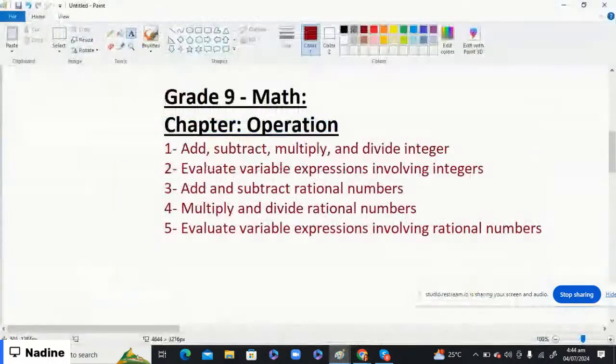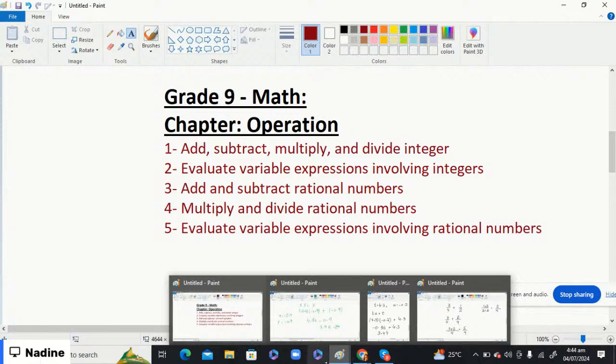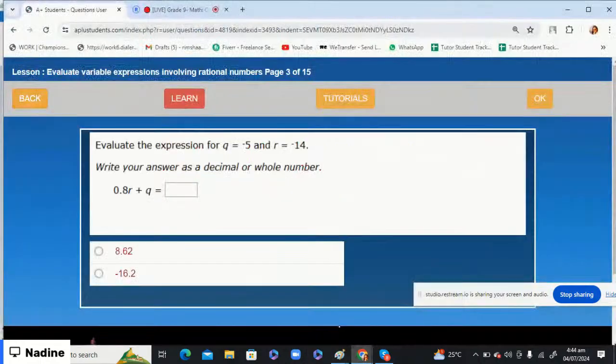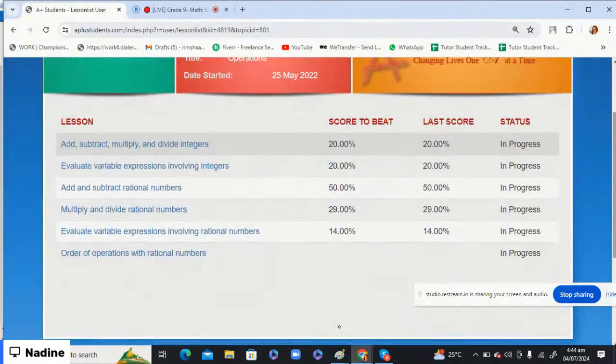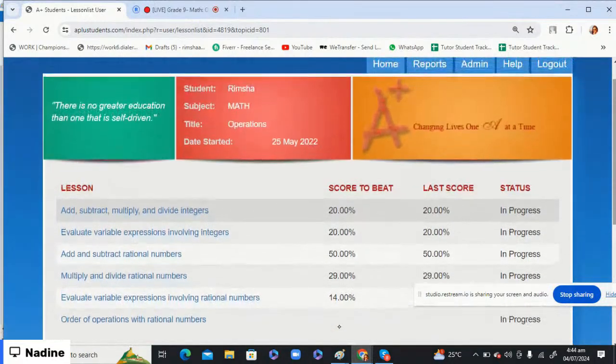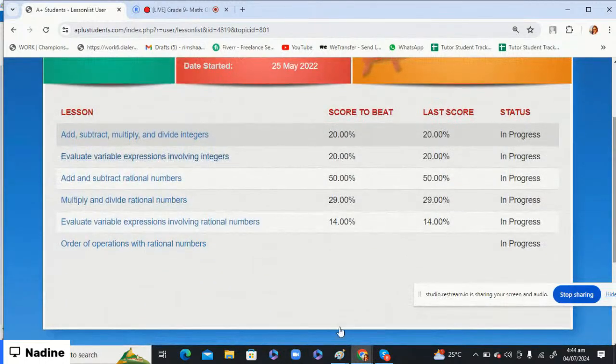So today we discussed grade 9 maths. The chapter name is operations. We have covered all these 5 lessons today: add and subtract, multiply and divide the integers; evaluate variable expressions involving integers; add and subtract the rational numbers; multiply and divide the rational numbers; evaluate variable expressions involving rational numbers. Before starting the next session, make sure you practice all these lessons and questions. If you still need help with any question, you can contact the tutors on Skype, available Monday to Friday 5 to 9 p.m.